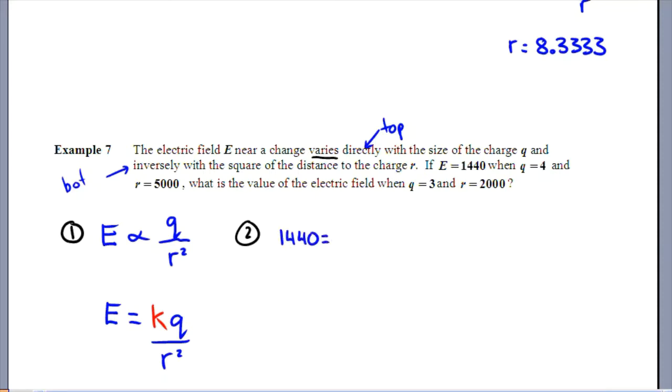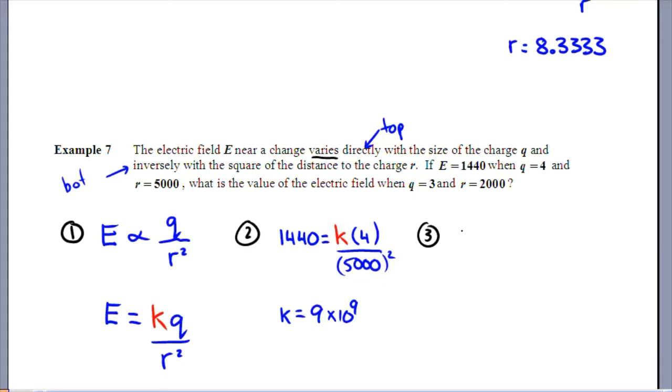I don't know what K is. I kind of want to know when Q is 4 and the R is 5,000, and that number needs to get squared. Well, when you solve that, you end up with a K that's really big. It's like 9 with 9 zeros, 9 times 10 to the 9. Well, now I can use that equation over and over.